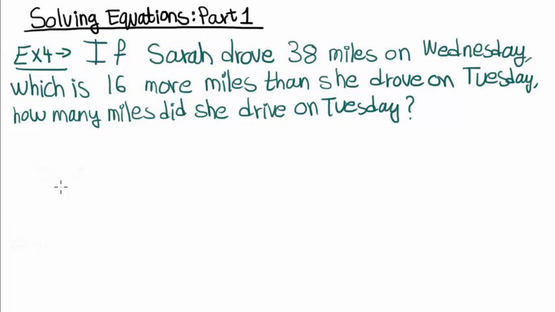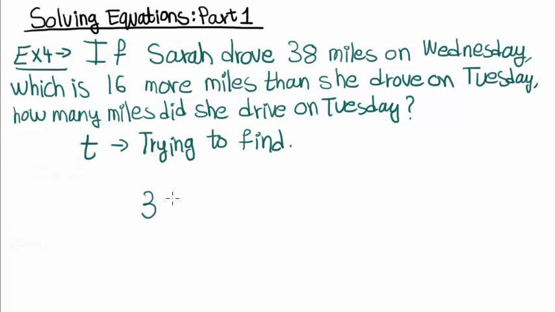Now in this example, we have: if Sarah drove 38 miles on Wednesday, which is 16 more miles than she drove on Tuesday, how many miles did she drive on Tuesday? Now in this problem, what we're trying to find is miles driven by Sarah on Tuesday. We can represent that by the variable t. We know that Sarah drove 38 miles on Wednesday. We also know that that is, which means an equal sign, 16 more miles than she drove on Tuesday. So our equation is simply 38 equals 16 plus t, and we are trying to solve for the variable t.